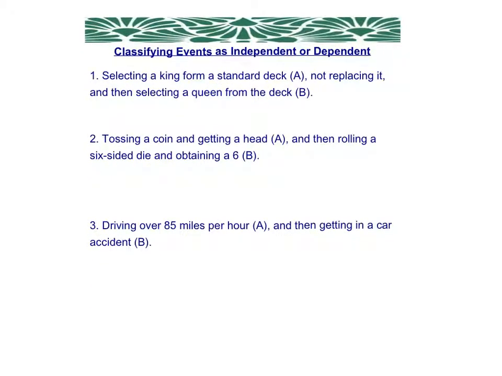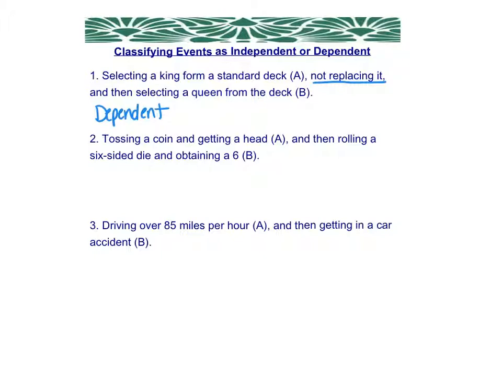What we want to do next is classify events as independent or dependent. The first one: selecting a king from a standard deck, not replacing it, and then selecting a queen from the deck. Are these independent or dependent events? In class, we said that these are going to be dependent. The reason it's dependent is because we didn't replace it. If we had replaced it, then they'd be independent. But since we didn't, there are going to be fewer cards that I'm pulling from on the second one, and so that's going to make the outcome change a little bit.